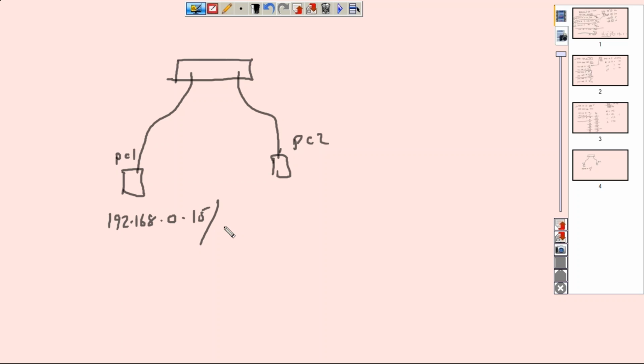Okay, a slash 28. And this PC's IP is 192.168.0.16 slash 28. Sir, what does this 28 mean? Like, 16 is the IP, and what is 28?